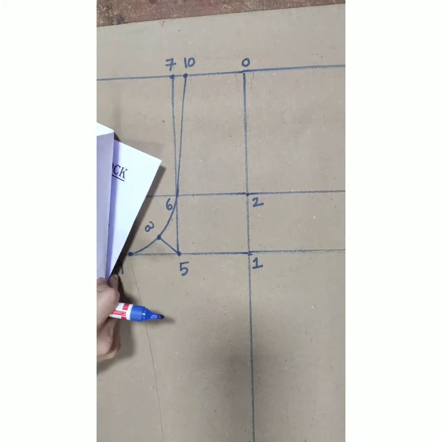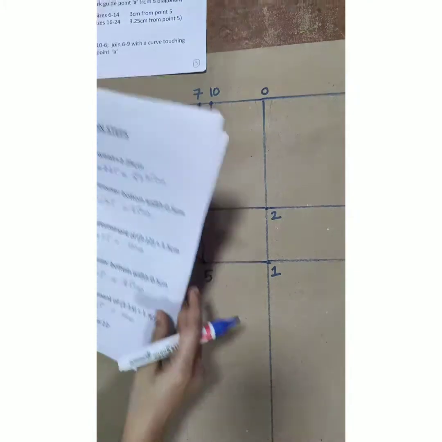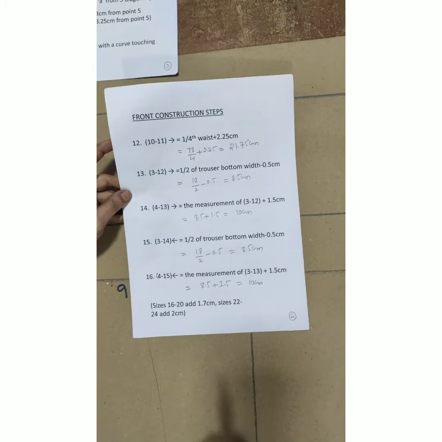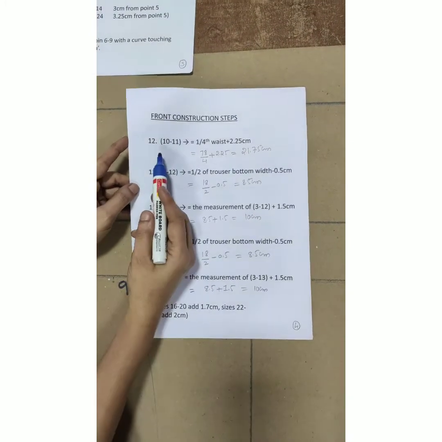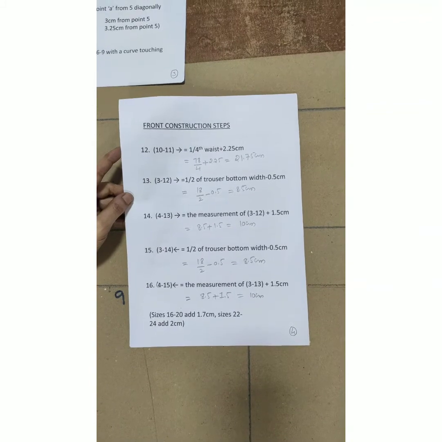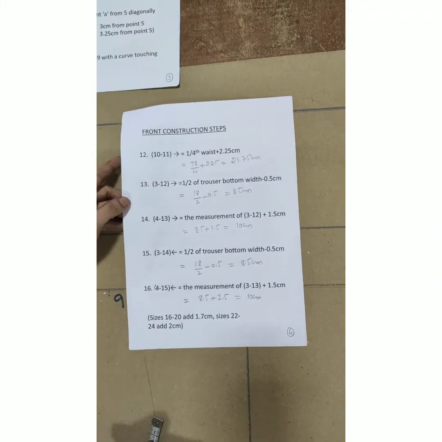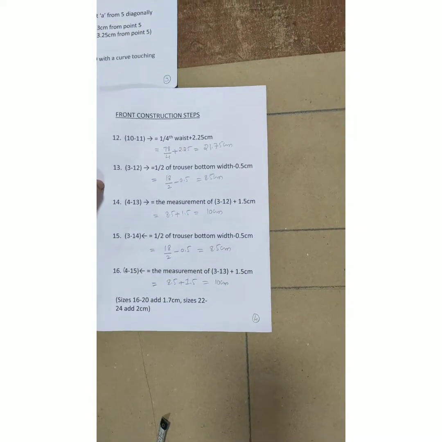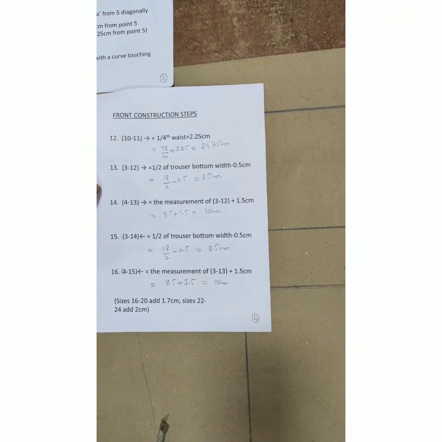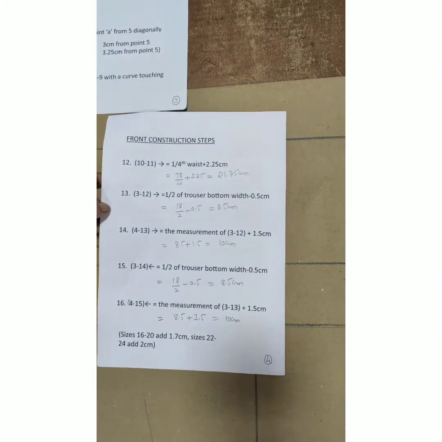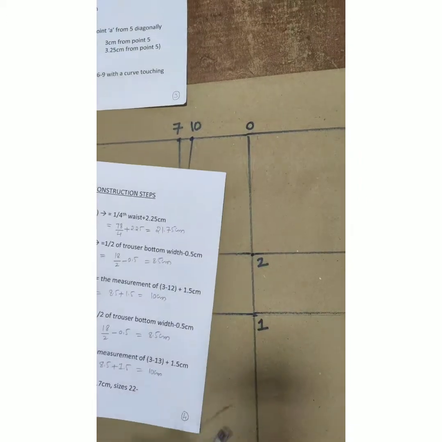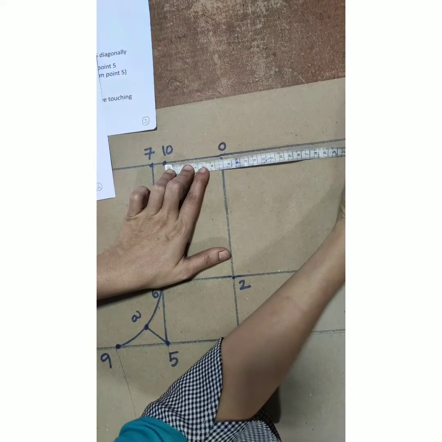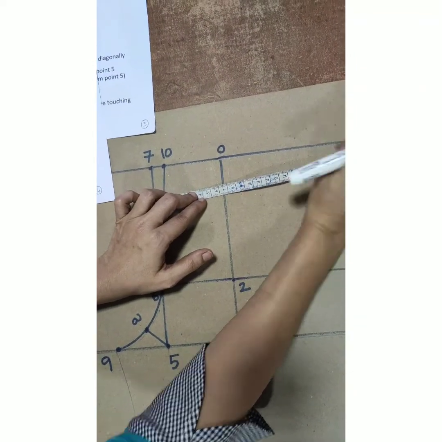Then next steps, you are marking 10 to 11, 3 to 12, 4 to 13, 3 to 14 and 4 to 15. Right? Now first 10 to 11 is 1/4 of waist plus 2.25 centimeters you are adding to that. In this, 2 centimeters is for dart and 0.25 centimeter is for ease. So which is 78 by 4 plus 2.25, 21.75 towards the right direction. From 10 you are marking 21.75, point number 11.